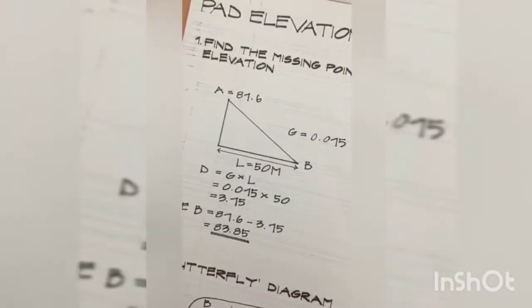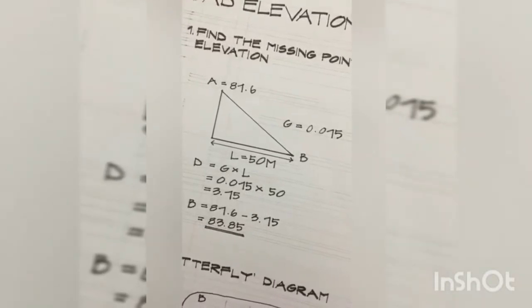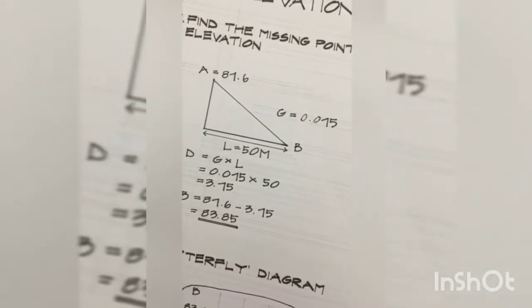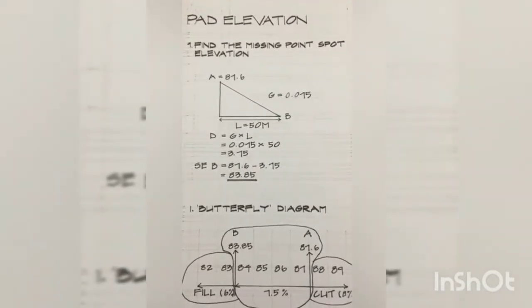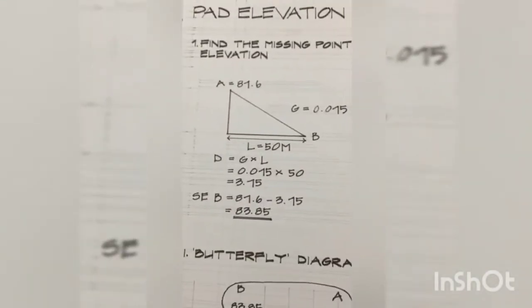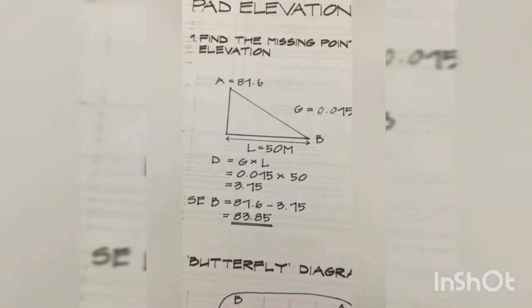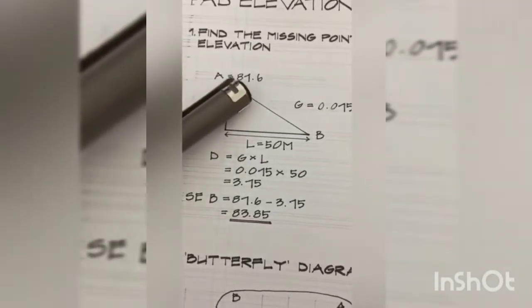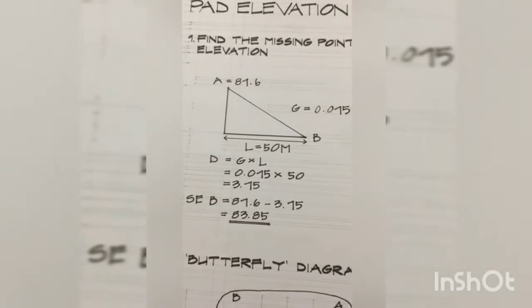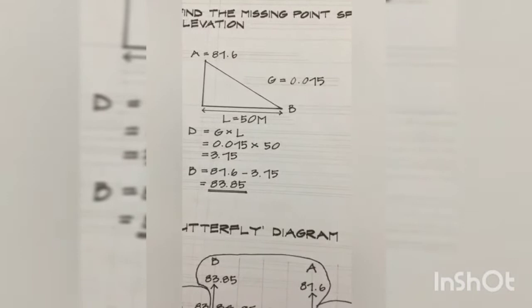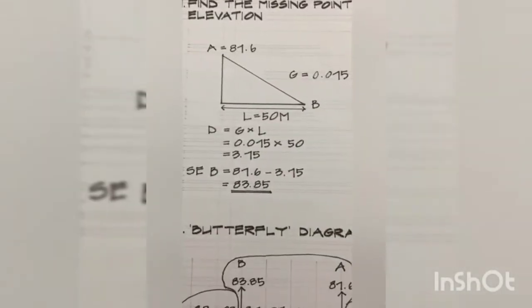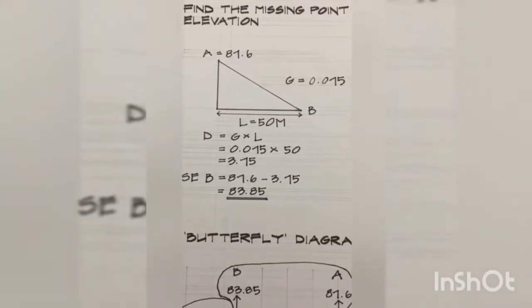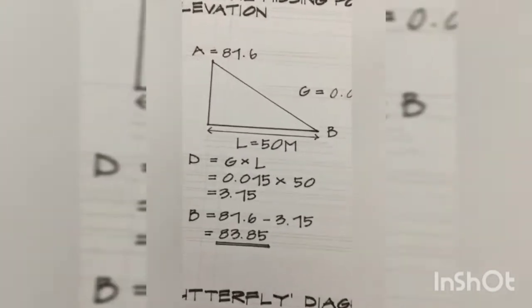Today I want to explain the steps to calculate the pad elevation and how to answer the pad elevation problem. The first step is to find and calculate the missing point of spot elevation on the pad. Based on the pad elevation, spot elevation A has been given, which is 87.6. Meanwhile, spot elevation B is a missing point. The slope gradient for this spot elevation has been given, which is 7.5%, and the length between spot elevation A and spot elevation B is 50 meters.